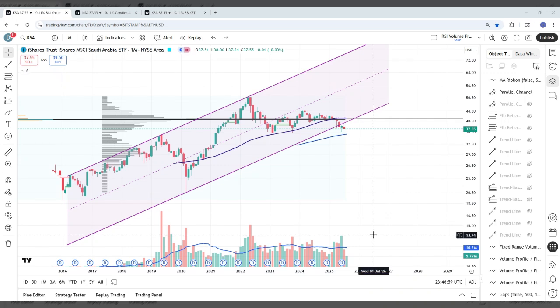Today I am talking about KSA, or the Saudi Arabia ETF, and this is our monthly logarithmic chart. And you can see we've broken below our upward channel.